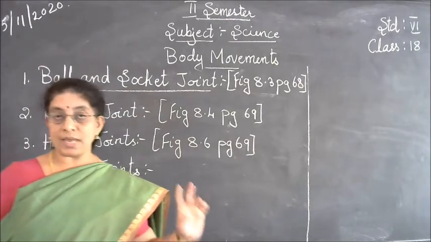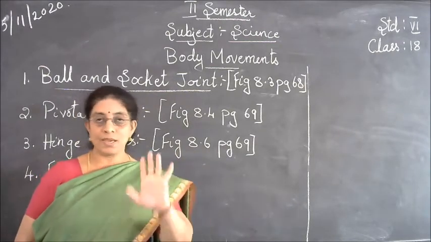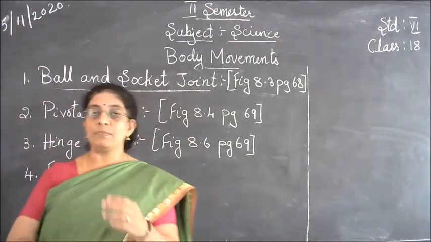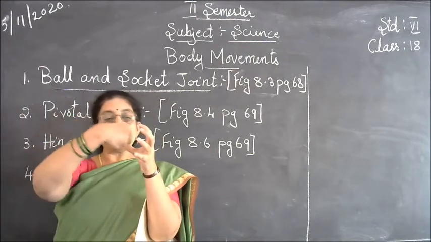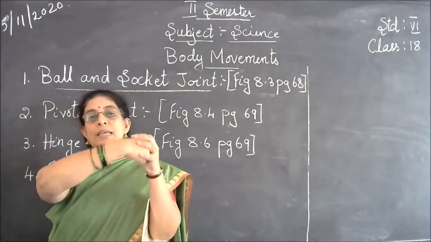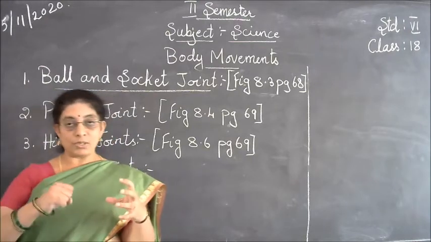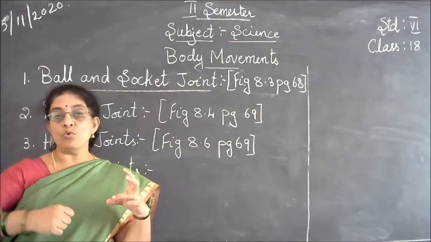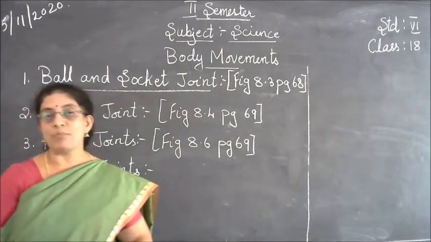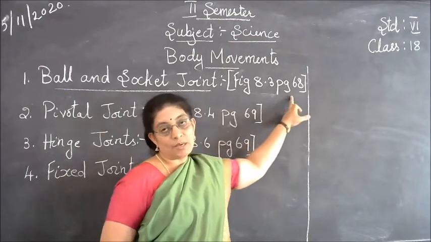This ball and socket joint is mostly present especially near the hip. The hip joint is the best example of a ball and socket joint. A ball and socket joint means there is a hollow space where the bone comes and gets fixed inside. When the bone fixes inside this hollow place, it helps the body to rotate. That is why it is called the ball and socket joint. It holds the bone so that the bone can move well without any ruptures or damaging the other parts of the body. For this, you have to refer to figure 8.3 on page number 68.